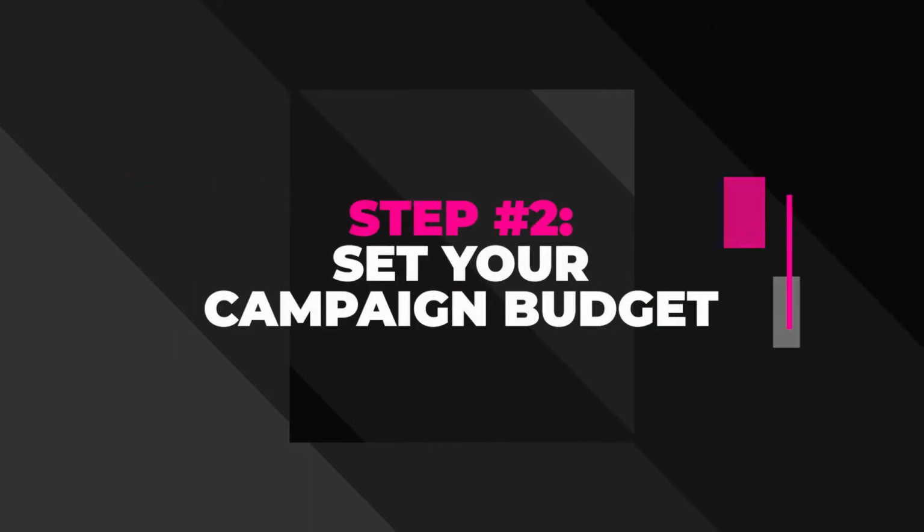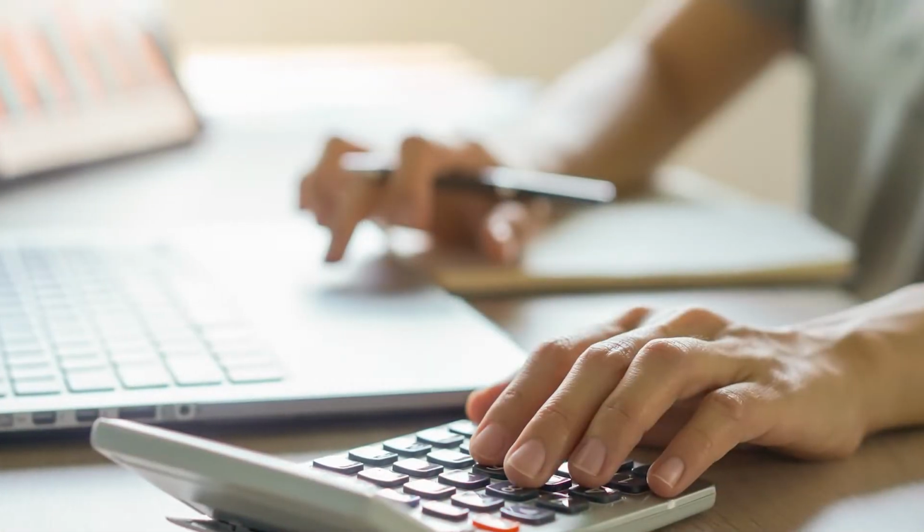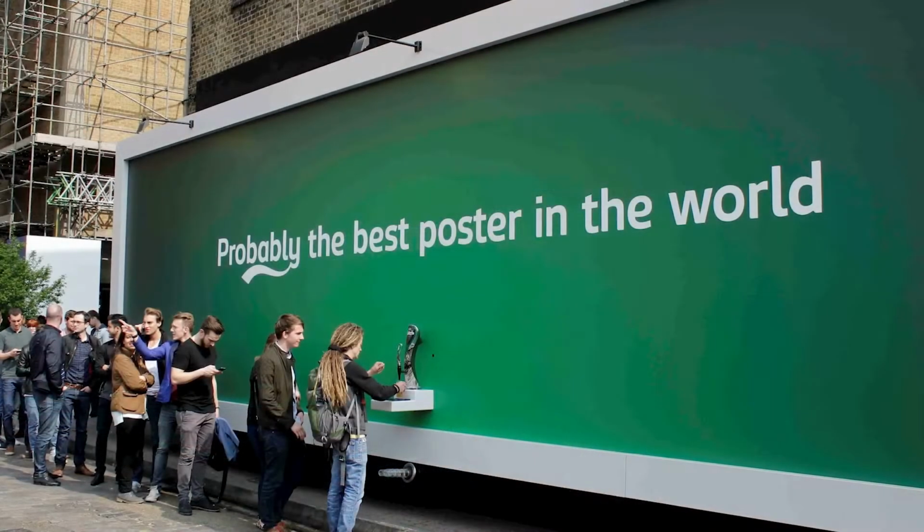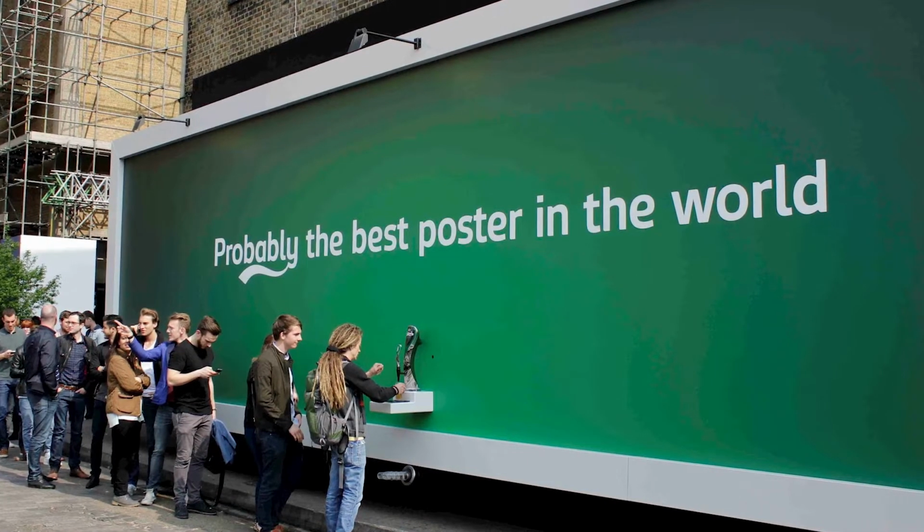Step number 2, set your campaign budget. Now, you don't necessarily need a budget of millions or hundreds of thousands of dollars to have a successful activation campaign, but you don't want to go in half-baked either. Now, when it comes to small business, a campaign can run you anywhere from $1,000 to $25,000 and anywhere in between, even above that as well. So you need to really understand what kind of resources you want to throw into your campaign, and here are some of the typical costs that you might consider.